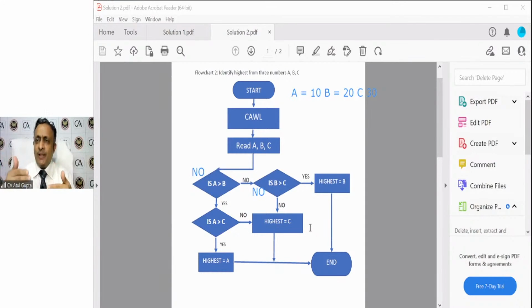Okay. I'll change the values. We'll be doing more than one iteration because this is how you are going to understand the logic, why flowcharts are needed, and why you need to work on that.